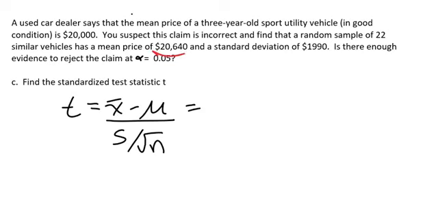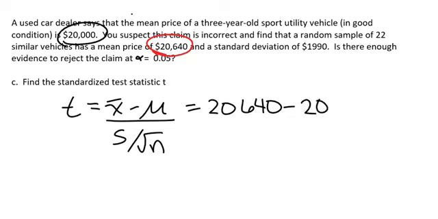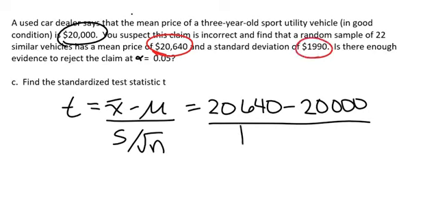X bar is the mean price that was from our sample. Mu is from our hypothesis. Our standard deviation is from the sample. And our sample size is 22.